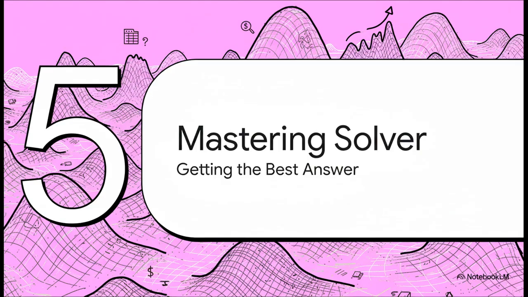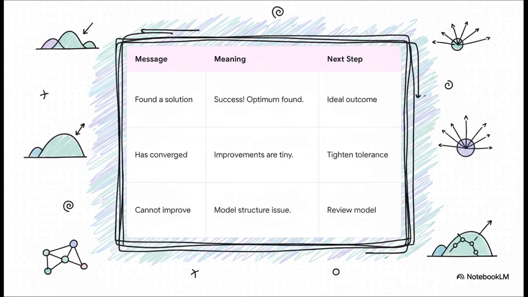When Solver's done, it's going to pop up with a message, and you need to know how to read it. Solver found a solution. That's great. That's what we want. But if you see something like Solver has converged, that means the improvements got so tiny that it just gave up. Now, that might be your best answer, or it might be a hint that you need to go back and tweak the settings to make it search just a little bit harder. Knowing what these mean is absolutely crucial if you want to trust your results.